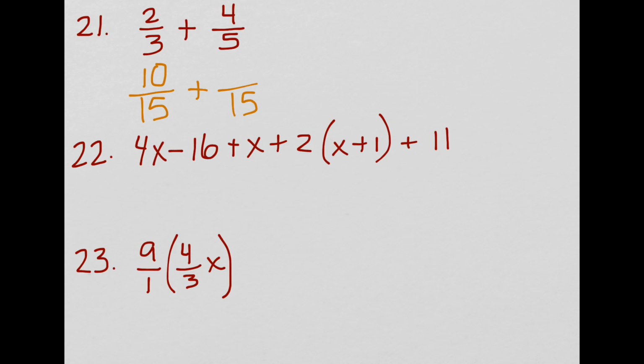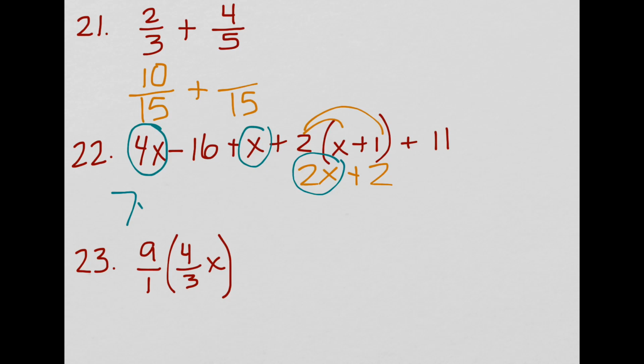22, I'm asking you to simplify this. And you're going to have to combine some like terms. But first, you better distribute and take care of that. So this is actually 2x plus 2. And then you're going to look for like terms. So you're going to have 4x and 2x. And if I add all those up, that gives me 7x.